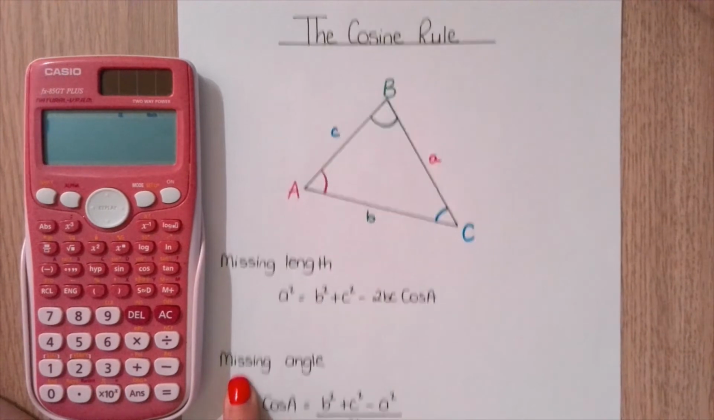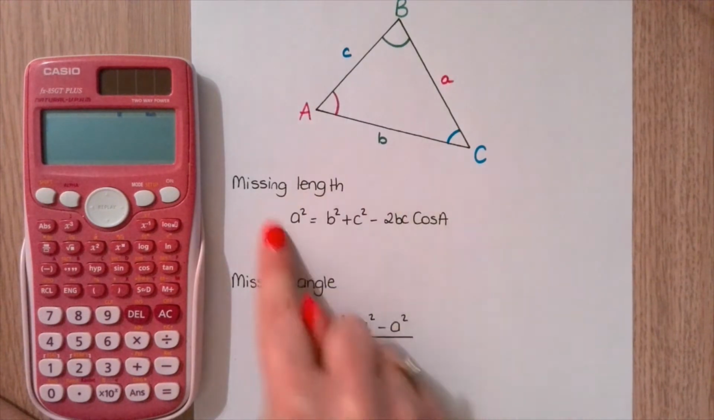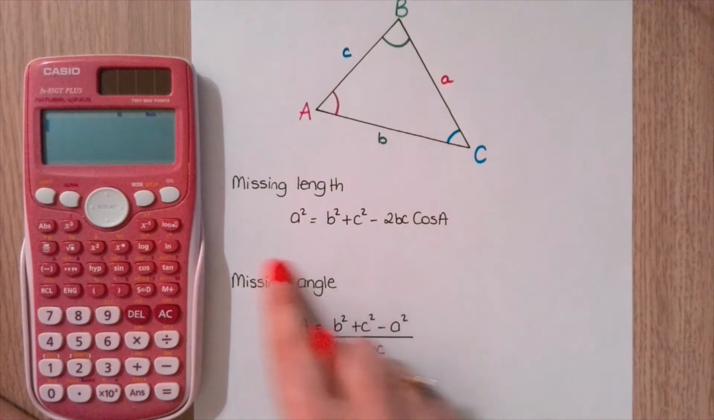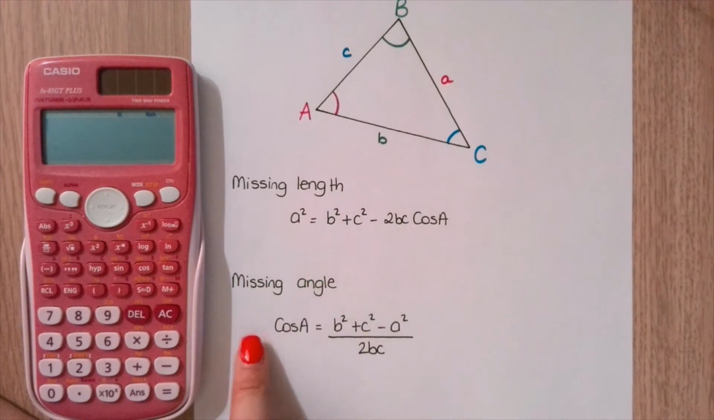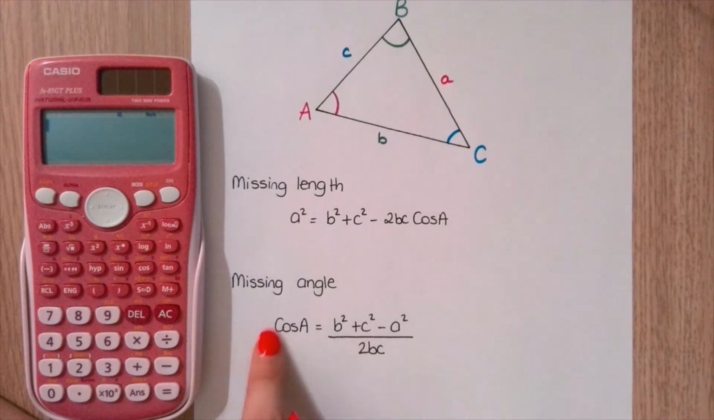And to find a missing angle, it's cos A is equal to b squared plus c squared minus a squared all over 2bc. All this is a rearrangement of this formula. If I add 2bc cos A to both sides and subtract a squared from both sides, I would be left with 2bc cos A is equal to b squared plus c squared minus a squared. To get this 2bc underneath here, divide by 2bc on both sides.